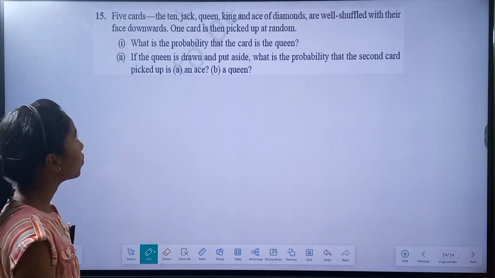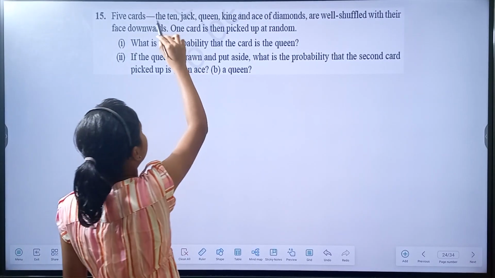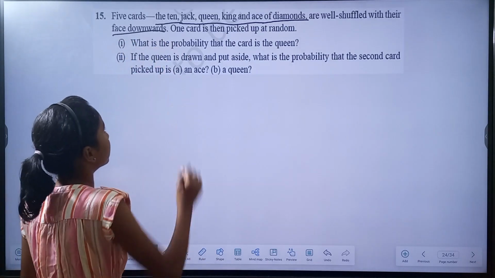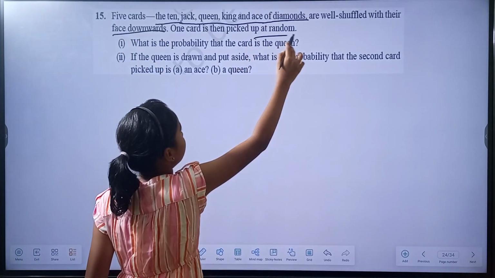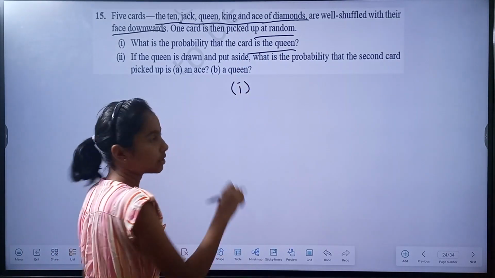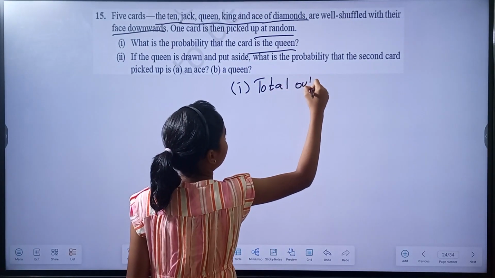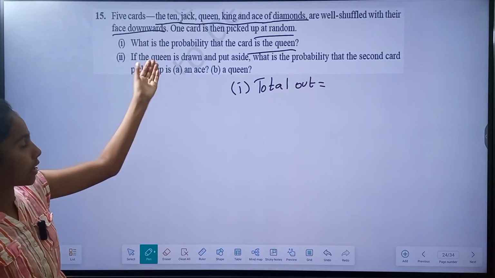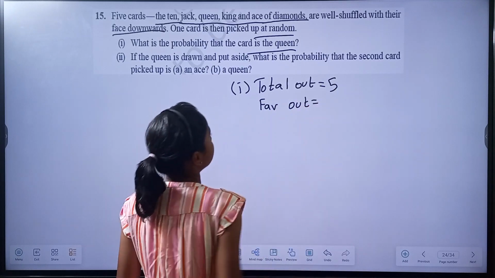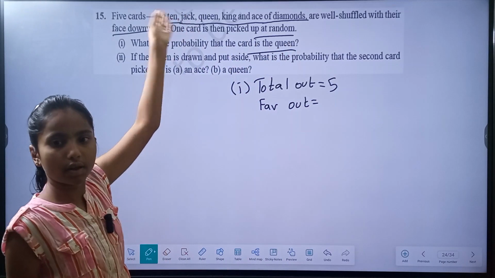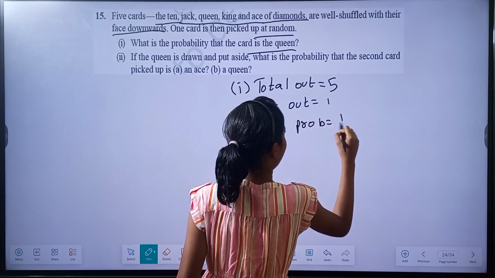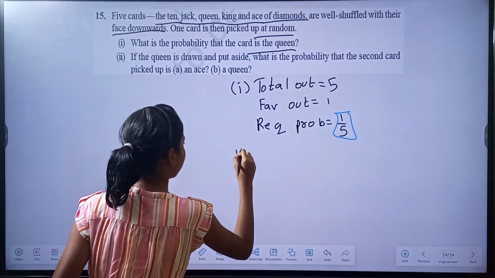Five cards, the 10, jack, queen, king and ace of diamonds, are well shuffled with their face downwards. One card is then picked at random. What is the probability that the card is the queen? First let us write the total outcomes. We have 5 cards, so taking one card out at random, 5 ways. The favorable outcome is that the card is a queen. We have only one queen in all of those 5 cards, so one way. The required probability is equal to 1 by 5.